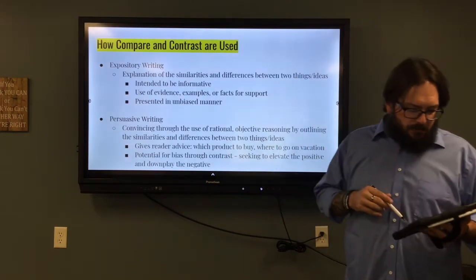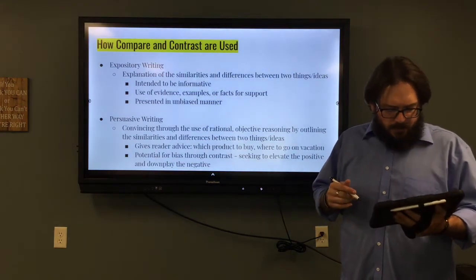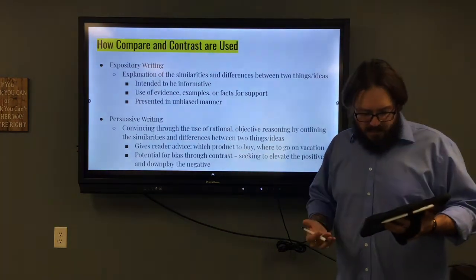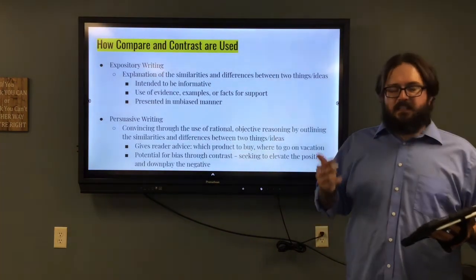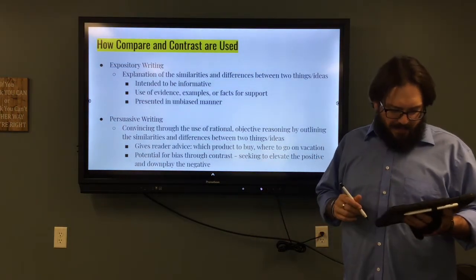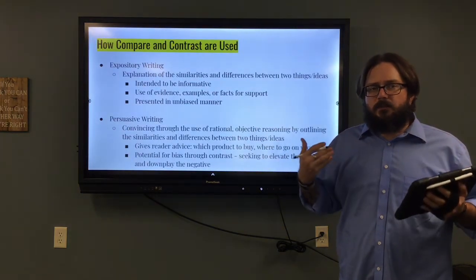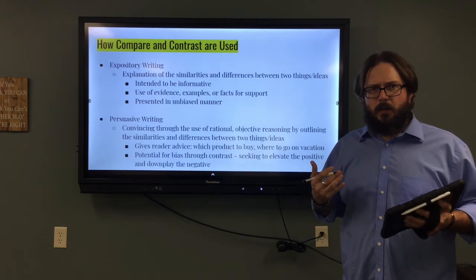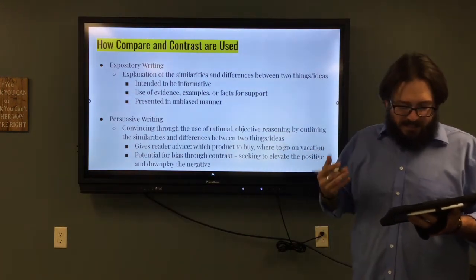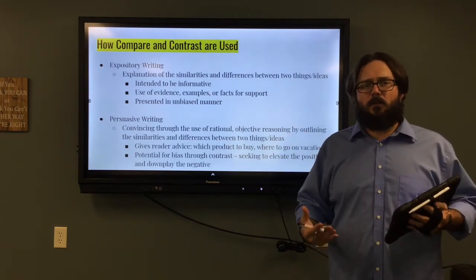In persuasive writing, again, just like with cause and effect, the author is trying to convince you through the use of rational, objective reasoning by outlining the similarities and or differences between two or more things or ideas. In this case, the author is trying to give you advice. The goal is to present you with the information to make an informed decision. For example, which product to buy or maybe where to go on vacation.